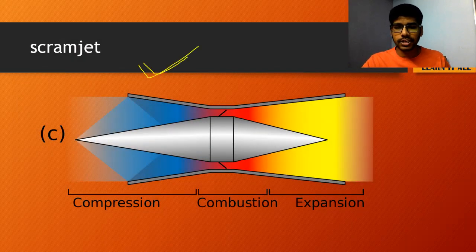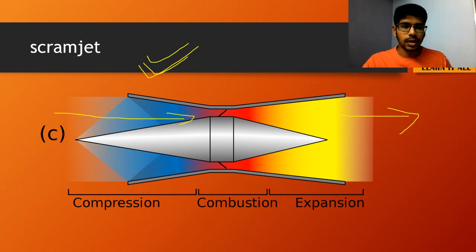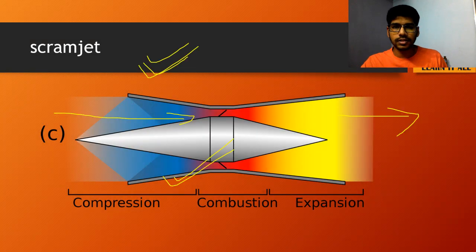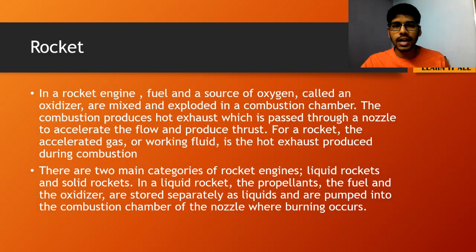And this is the scramjet engine, where the supersonic speed itself is actually used for the combustion related purposes. Supersonic combustion ramjet, right? So these are the three pictures of the turbojet, ramjet, and the scramjet, right? These are the differences. And next one, the last but not the least, the rocket, right?